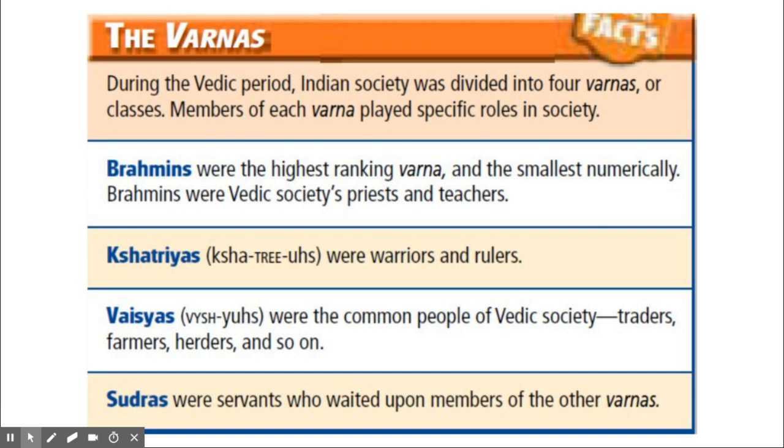We're going to start with the top of the Varna and work our way down to the lower level. You have the Brahmins, and they are the highest ranking Varna. They are small in number, but they are the most prestigious. They are priests and teachers predominantly. You have the Kshatriyas, who were the warrior and ruler types. Then you have the Vaishyas, who were basically the common people of Vedic society, traders, farmers, herders, and so on. And then you have the Sudras, who were servants who waited upon members of the other Varnas.